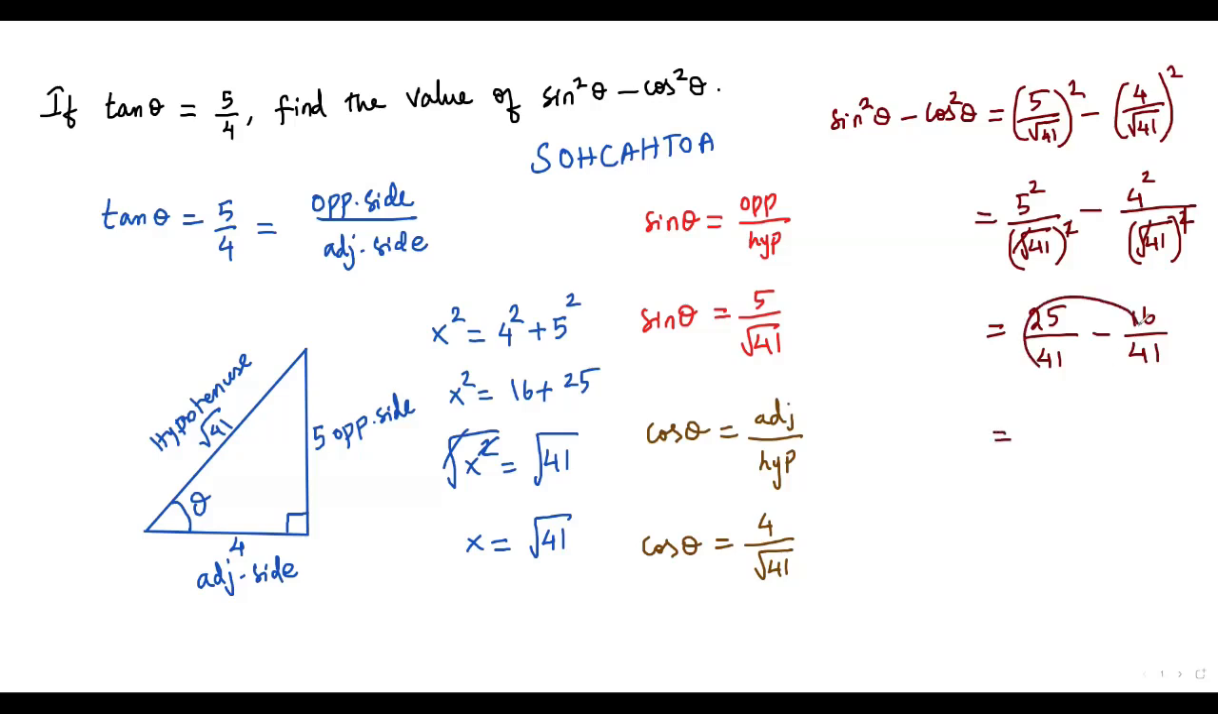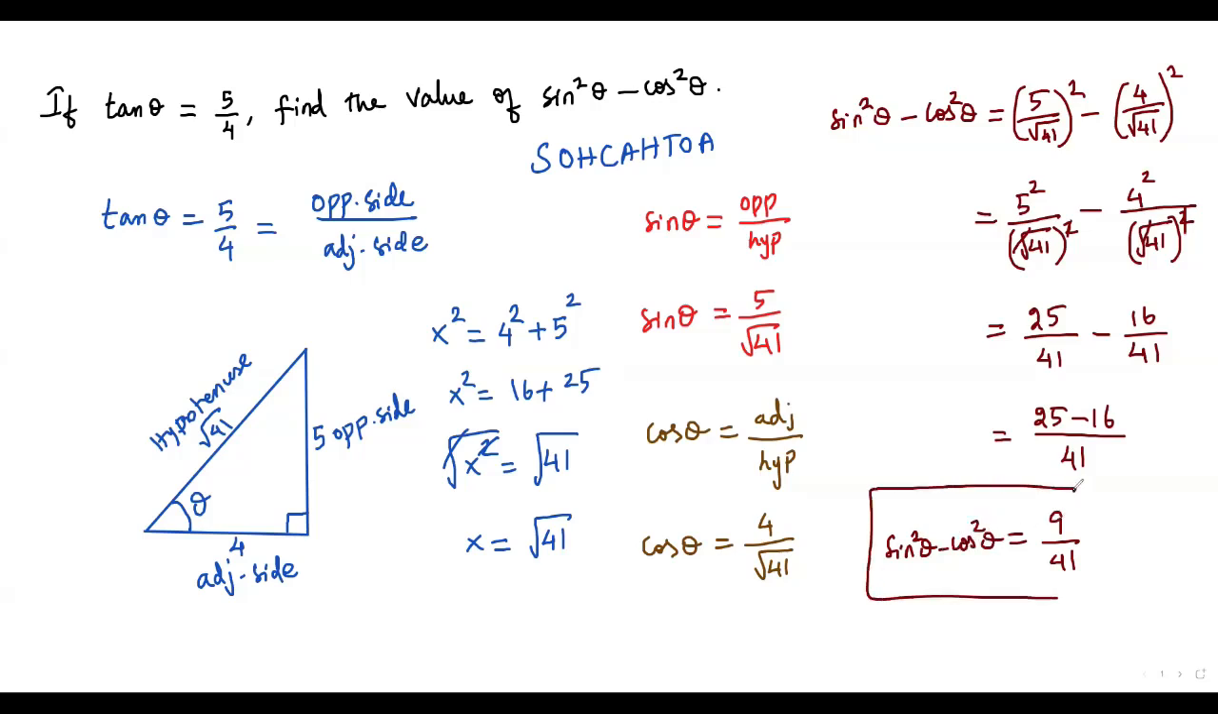Here we have subtraction of two fractions, and we have the same denominator for both fractions. We can take this 41 as a common denominator. So we have 25 minus 16. When I subtract 16 from 25, I am getting 9 over 41. So I got the value of sine square theta minus cosine square theta. Its value is 9 over 41.